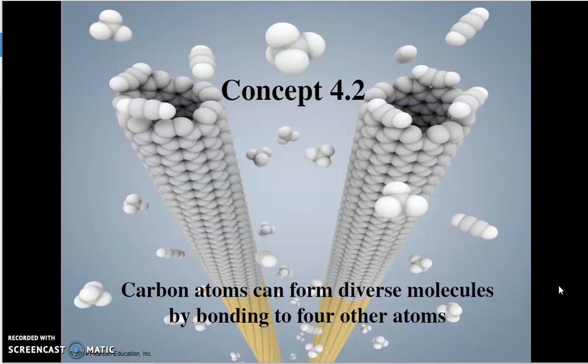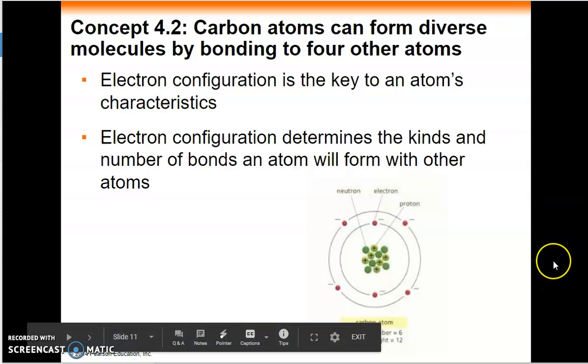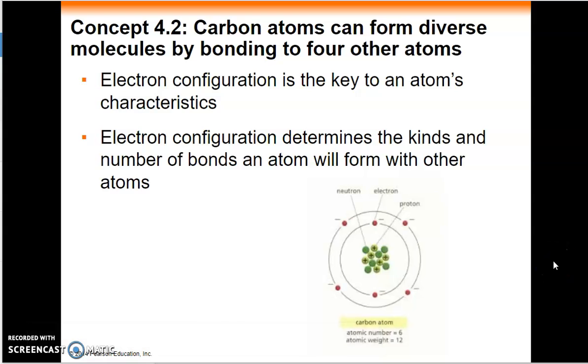Chapter 4, Section 2. The diversity of carbon atoms allows many different molecules to form by bonding with up to 4 other atoms. In this section, we will really see how structure and function are related. 4.2, carbon atoms can form diverse molecules by bonding to 4 other atoms.